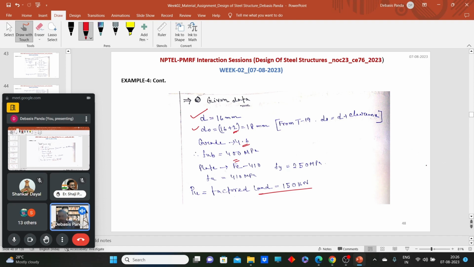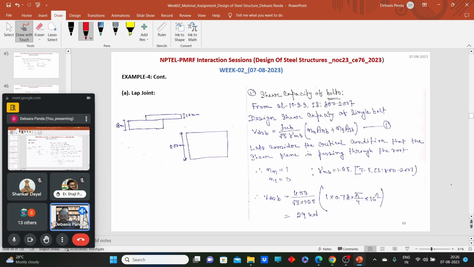So, first, what will we do? We will calculate the shear capacity of a single bolt. So, how many shear planes are there? One shear plane. We are designing it, so I'm considering the critical condition, that the shear plane is passing through the root.